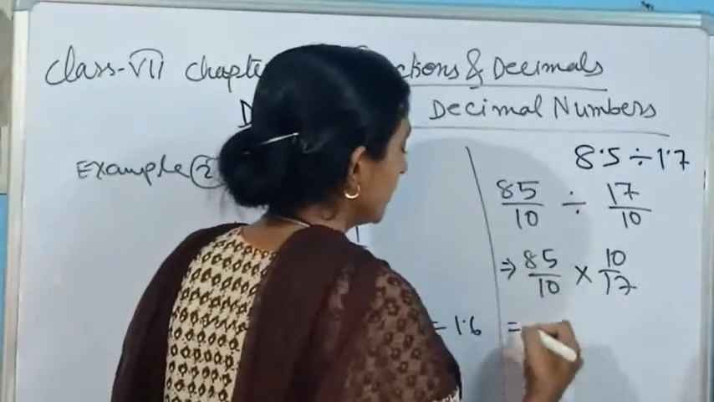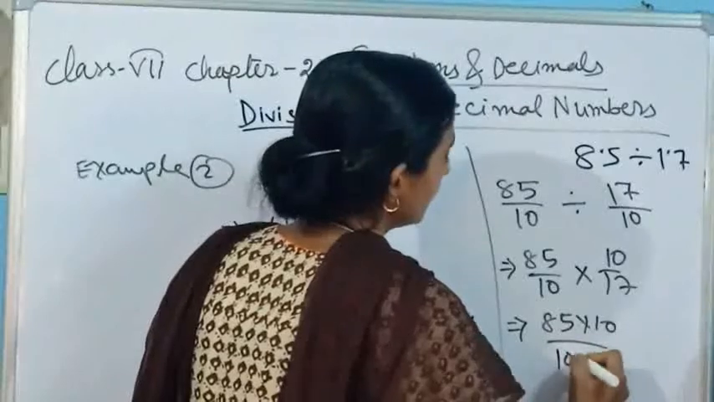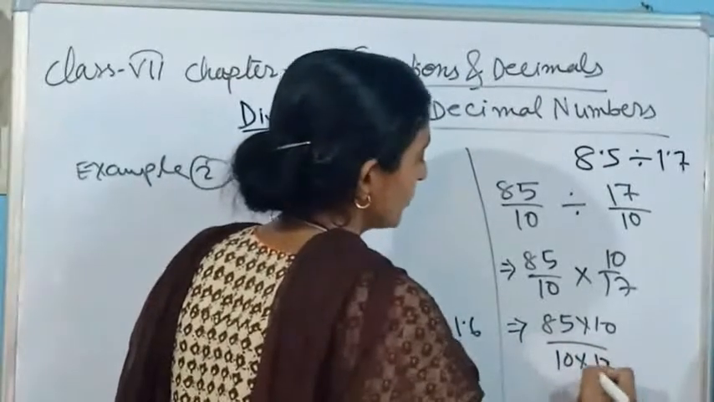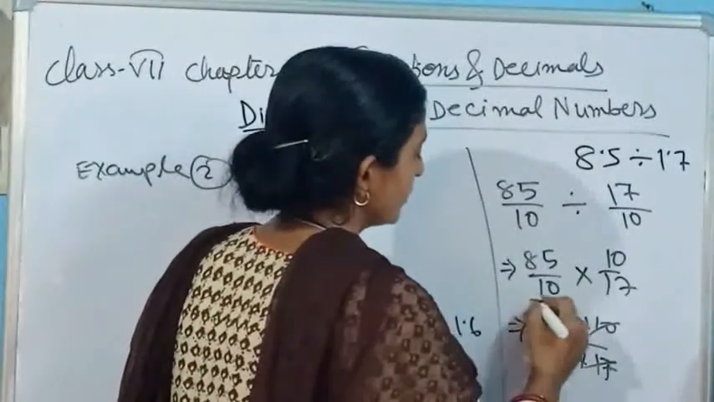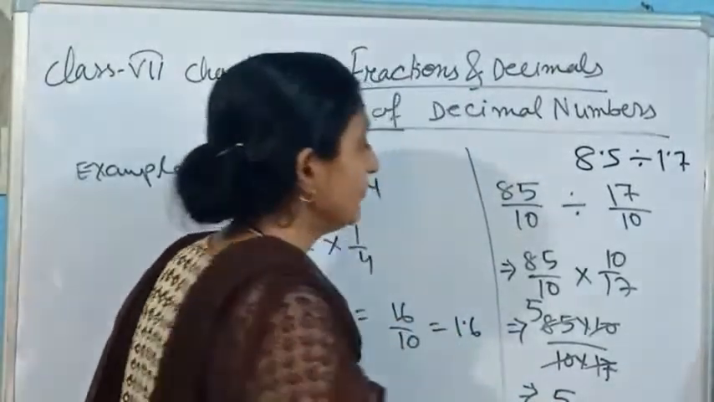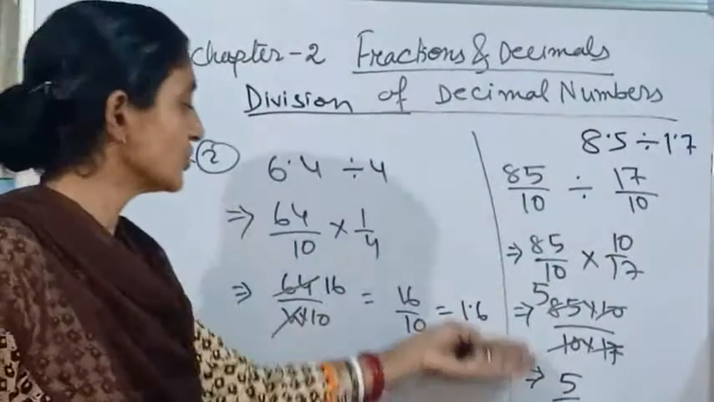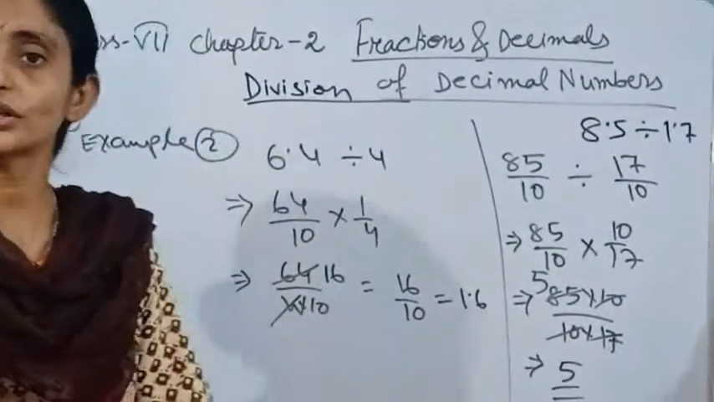So what are we getting? Let's write 85 into 10 by 10 into 17. So what will you get? Tell me. 17 5s are 85. So the ultimate answer will be 5. So in this way, just follow the procedure. You can solve all the questions.